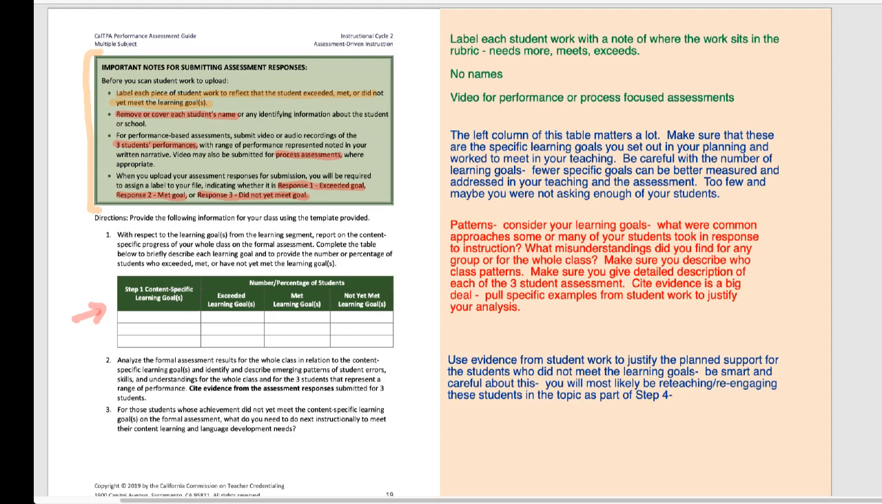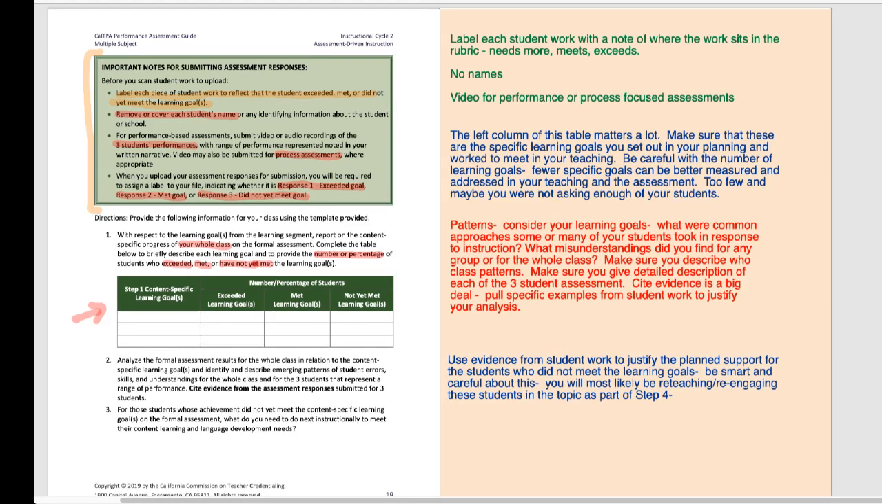So let's go to the bottom part here. Directions. Provide the following information for your class using the template provided. Number 1, with respect to the learning goals from the learning segment, report on the content-specific progress of your whole class on the formal assessment. Complete the table below to briefly describe each learning goal and to provide the number or percentage of students who exceeded, met, or have not yet met the learning goals. Okay? So 2 pieces here. Whole class, all right? And then you want to divvy it up, okay?